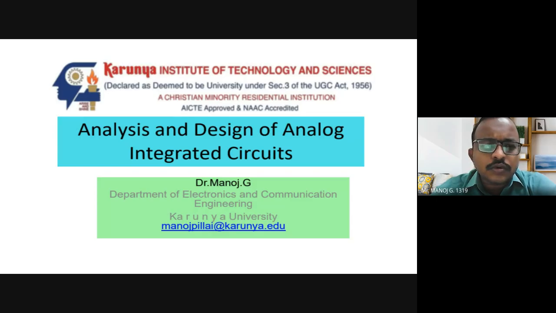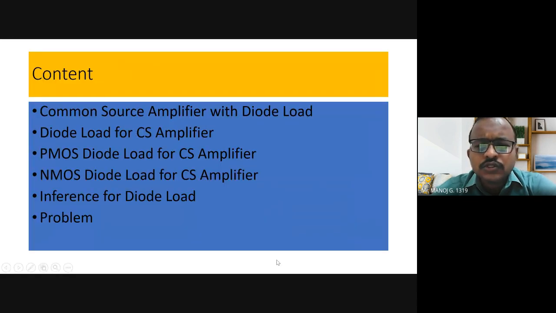Diode load. Okay, so what we'll be learning today is the common source amplifier with diode load. The content for today's class is the common source amplifier. How do you make a diode load? We will see how to make a load as a diode and what are the disadvantages of a resistive load, right? Then how is a diode load applied to a common source amplifier?